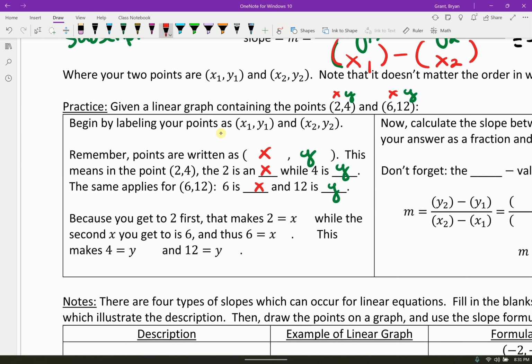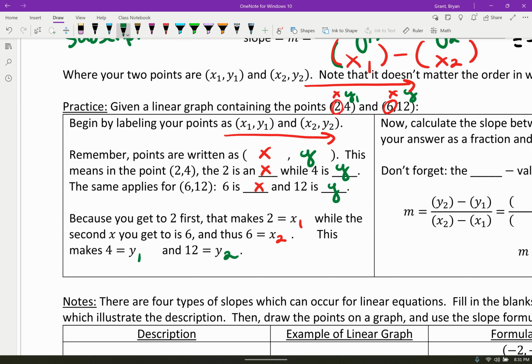Now, as we read from left to right up here, the very first number we get to is a 2. And because that's the first X that we reach, we're going to call 2 X sub 1. The second X that we reach on our journey from left to right is an X of 6, and so that's going to make 6 X sub 2. It's the first X we get to and the second X. Then we do the same thing with the Y's. Left to right, the first Y we reach is 4, which is Y sub 1, and the next Y we reach is 12, which is Y sub 2.